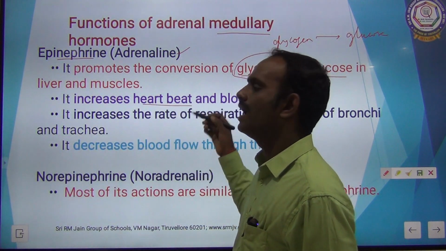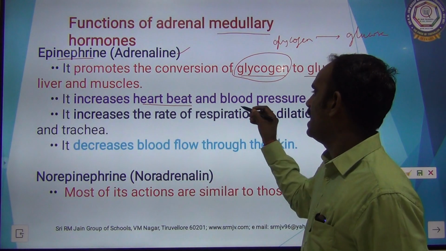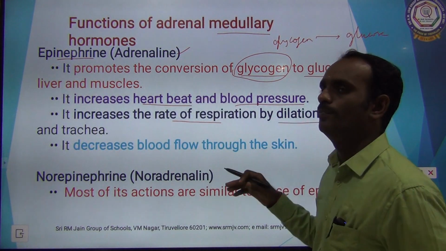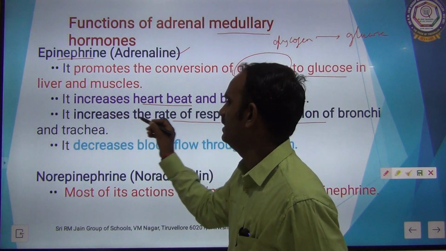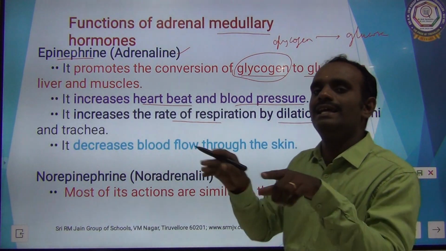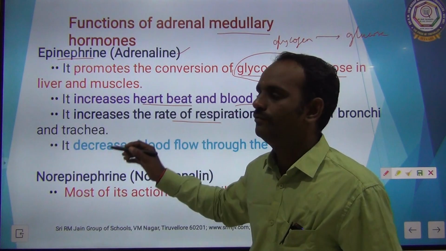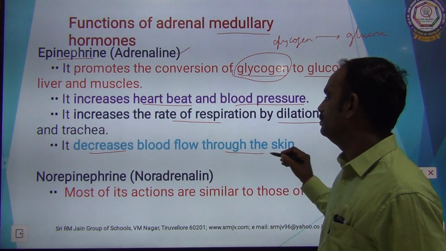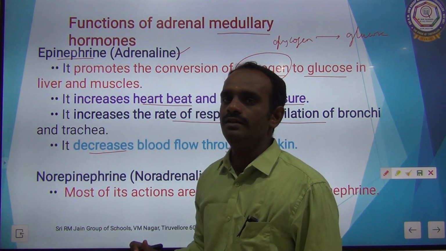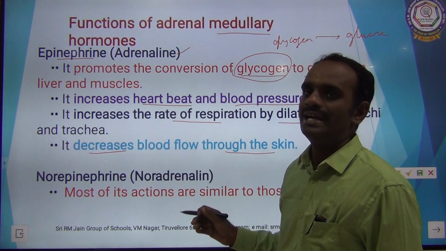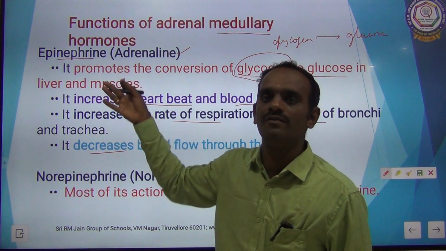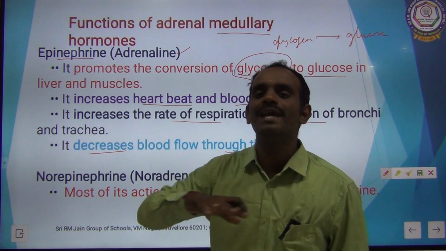Next, it increases the heartbeat. Epinephrine increases the heartbeat and blood pressure. Third point, it increases the rate of respiration by dilation of the bronchi and trachea. Fourth point, it decreases blood flow through the skin. So these are the main functions of epinephrine. Then we move on to norepinephrine. The other name for norepinephrine is noradrenaline. All its actions are similar to those of epinephrine. So the actions of epinephrine and norepinephrine are the same. Clear?